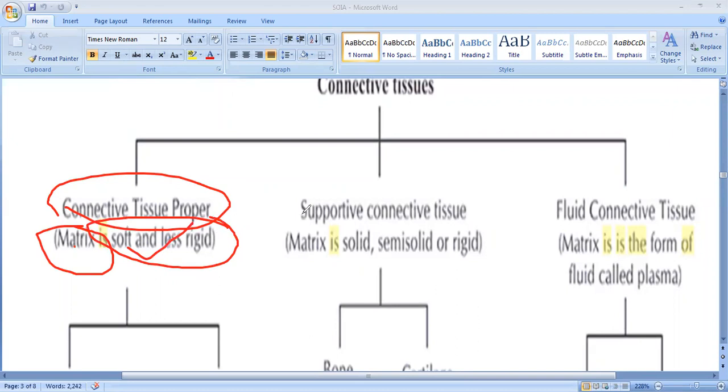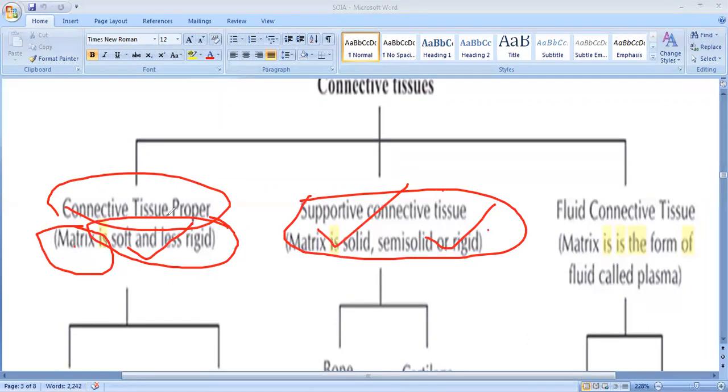Clear? In case of the supportive connective tissue, the matrix is solid and semi-solid or rigid. It means here in case of the connective tissue proper, the matrix is very soft.